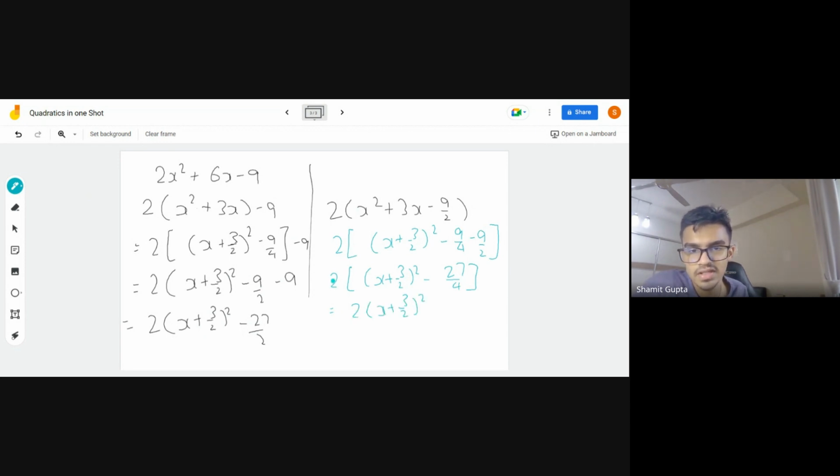Then if you don't want it to multiply with the 2, if you want to expand this like this, then the minus 27 over 4 multiplies with the 2 to become minus 27 over 2. Okay, that's completing the square in a nutshell for you.